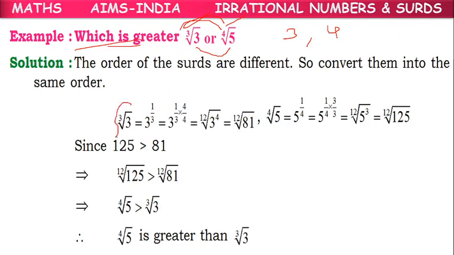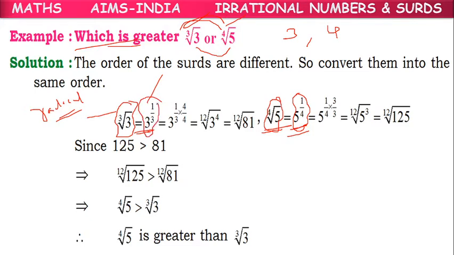Cube root of 3 is in radical form, which can be written in exponential form as 3 to the power of 1 by 3. In the same way, 4th root of 5 is in radical form, and in exponential form it is 5 to the power of 1 by 4. So we have written the two surds in exponential forms.